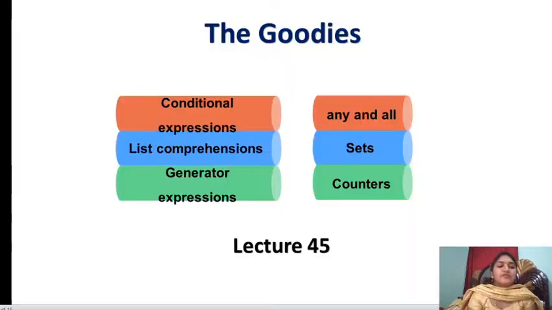So this is what we call goodies: all the bonus concepts like conditional expressions, list comprehensions, generator expressions, any and all, sets, and counters can be collectively known as goodies. These are statements that give Python a boost. This is the bonus concept, and this is the end of our syllabus and unit 5 part 4.